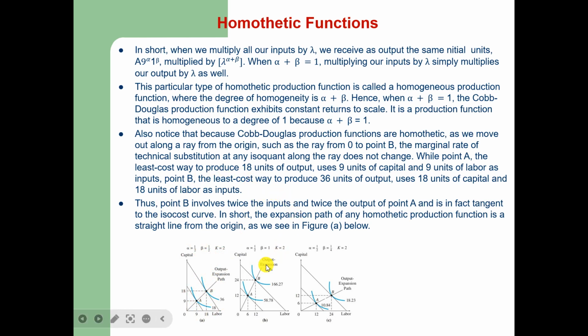In case we have increasing returns to scale, then we have this situation, and in case we have decreasing returns to scale, then we have this situation. So this is increasing returns to scale and this is decreasing returns to scale, and all the 3 functions are homothetic because along these rays from the origin toward B, in all these 3, the marginal rate of technical substitution does not change.